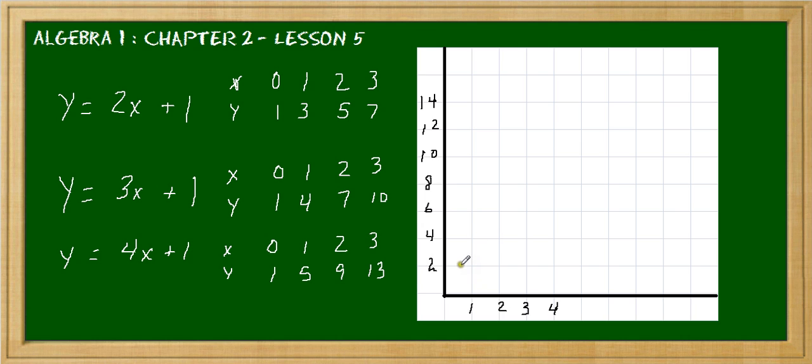Now we're going to go ahead and start plotting our points. Our points start for the first one at 0, 1. So 0, 1 would be approximately right there between the 0 and the 2. That would be a 1. So 0, 1. Then we go 1, 3. Then we go 2, 5.